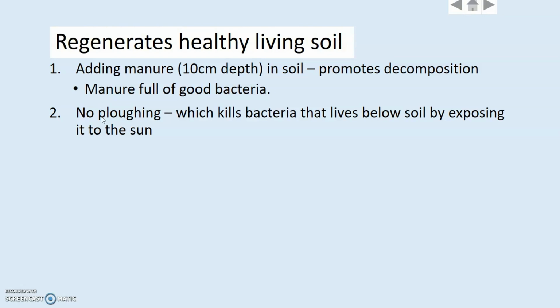We don't do plowing. Plowing just turns the soil, and the bacteria that live below the soil are then exposed to the sun and get killed.